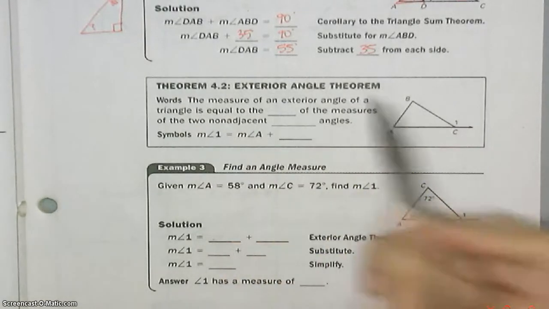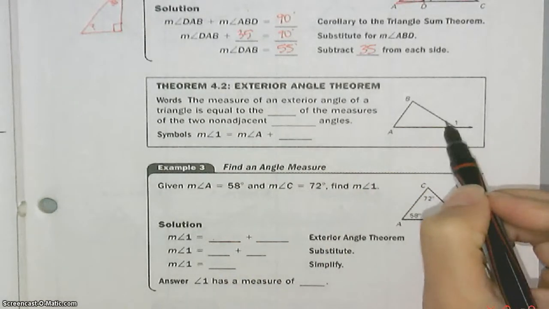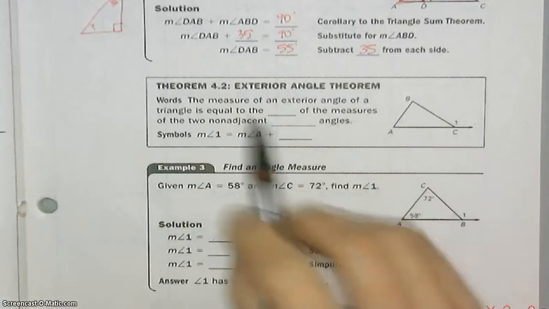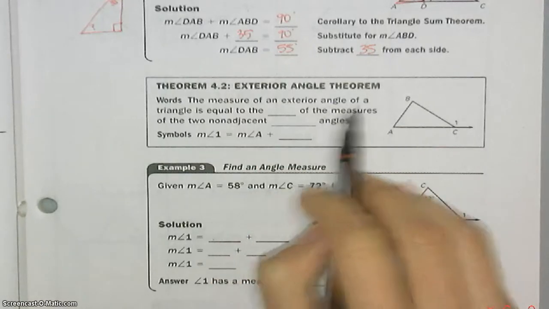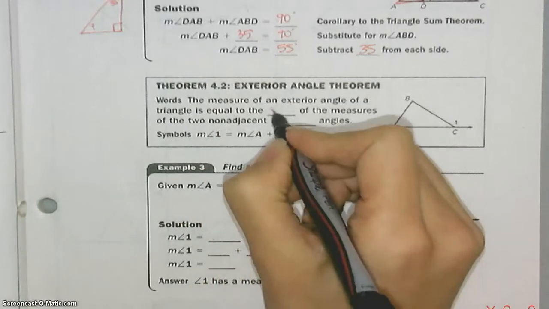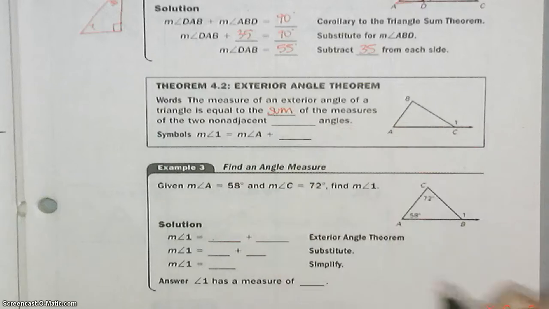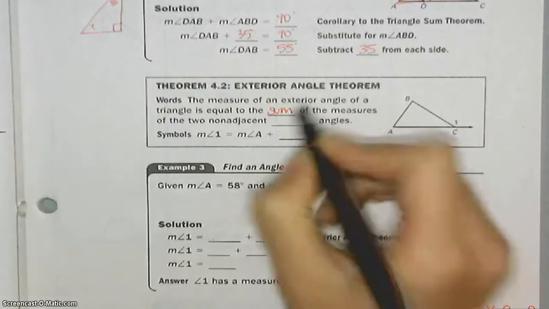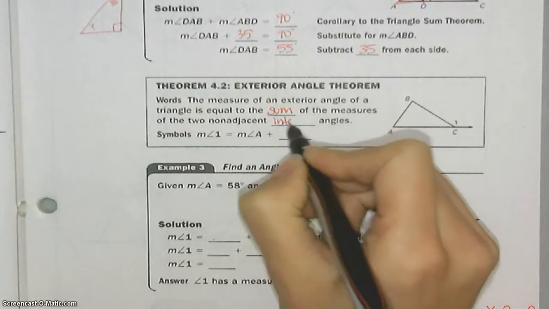Exterior angle theorem. All right, so now notice angle 1 is out here on the exterior. The measure of an exterior angle of a triangle is equal to the sum of the measures of the two non-adjacent interior angles.